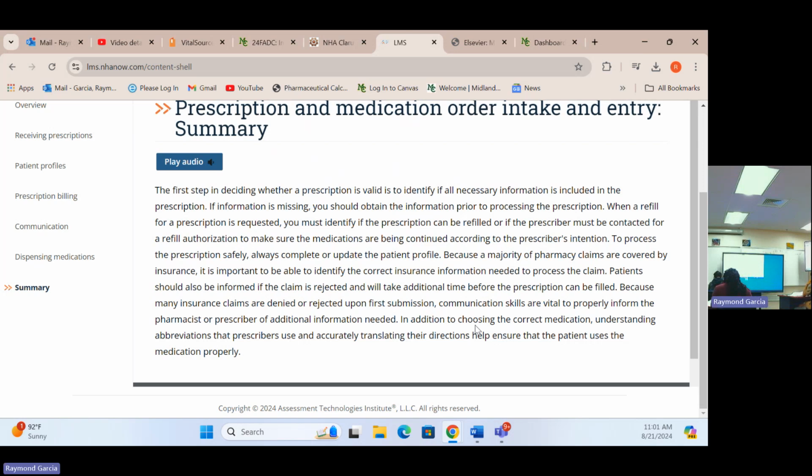What is the signature, signa, or sig? The signa, or sig, is a Latin expression meaning to write on the label. The signa is instruction to the patient on how to take the prescribed medication. These directions are written using English or Latin abbreviations or a combination of the two. They are transcribed by either the pharmacist or the pharmacy tech. The signa tells the patient when and how long.